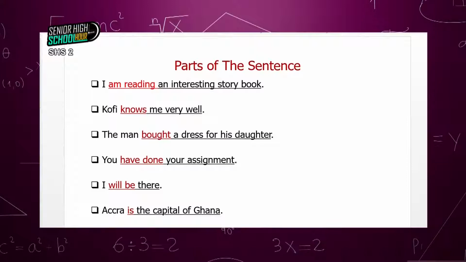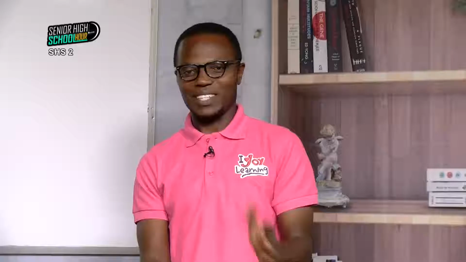When you look at a sentence and you're able to identify the verb, from the verb, in the first sentence we have am reading to the end has a name. Okay? And that name is predicate. So as soon as I find my verb, that which is on the left and agrees with the verb is what we call the subject.